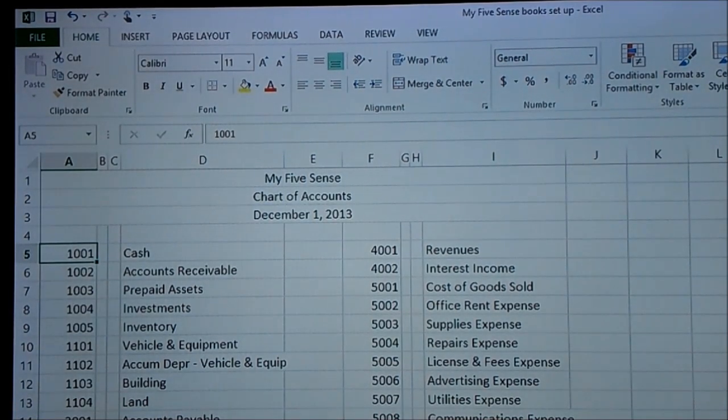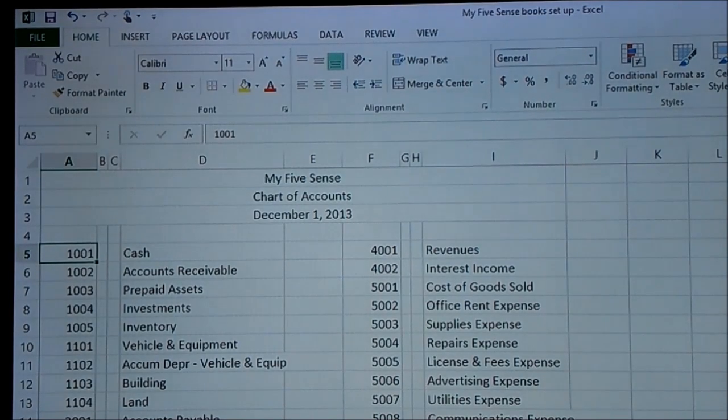This is step one. You could set up a general chart of accounts with your cash, all your assets, your liabilities, your capital, your revenues, and your expenses. Those are your 5 main account groups. Number 1, your assets. Number 2, your liabilities. Number 3, your capital or equity section. Number 4, your revenue. And number 5, your expenses.